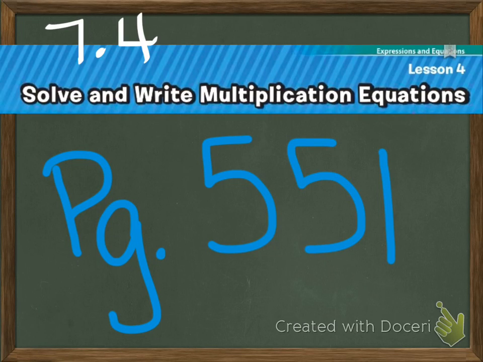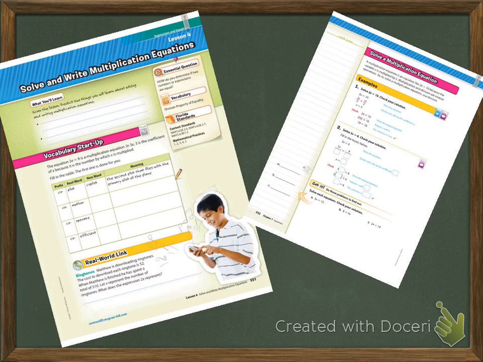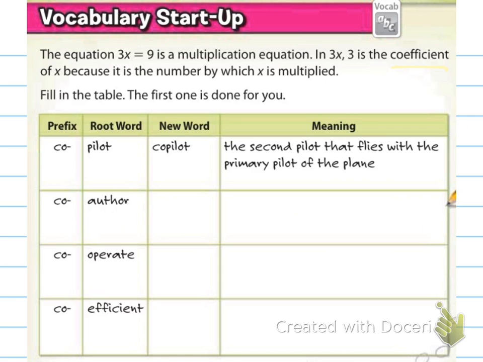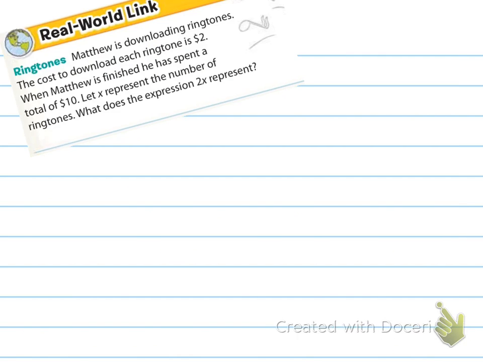All right, guys, we're looking at 7.4, solve and write multiplication equations, and that starts on page 551, which looks like this. All right, we're going to skip over the vocabulary startup and go straight to the real-world link.